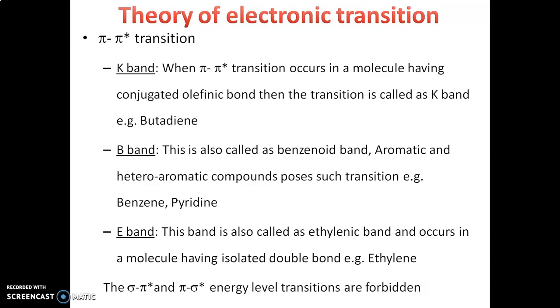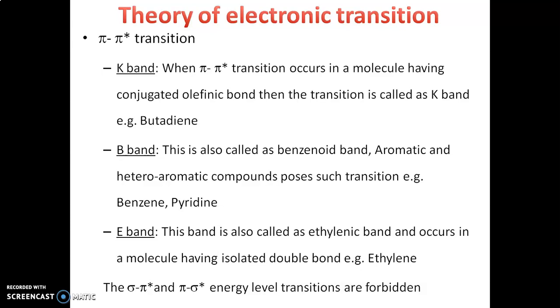For example, butadiene. So any molecule which consists of a conjugated double bond will carry out the pi to pi star transition in the K band. Then further will be the B band. All the molecules which are benzenoid kind, aromatic molecules or heteroaromatic molecules, will show the B band, and as aromatic and heteroaromatic molecules show such a transition, it is also called the benzenoid band.